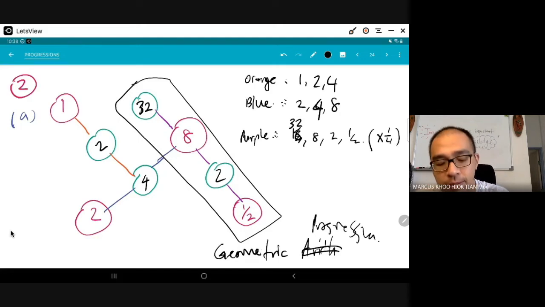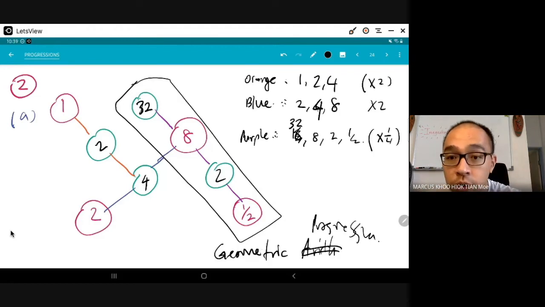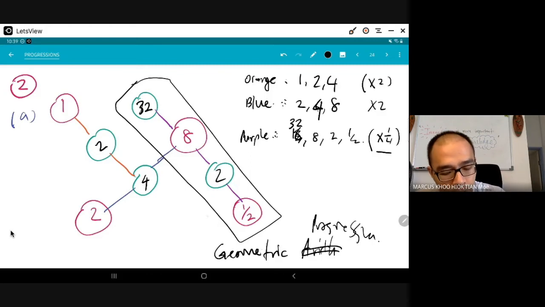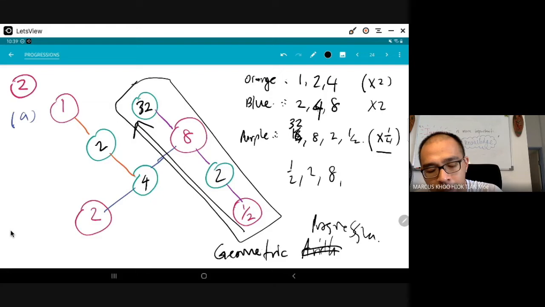Okay, orange is times 2, very good. And blue is also times 2, because 1 times 2 is 2, 2 times 2 is 4, 4 times 2 is 8. Okay, this one, depending on how you read it. If you read it like Charlotte said, 32, 8, 2 and half, then it will be times 1 over 4. But Sinbury, she read it this way, half, 2, 8, 32. Then it will be times 4.